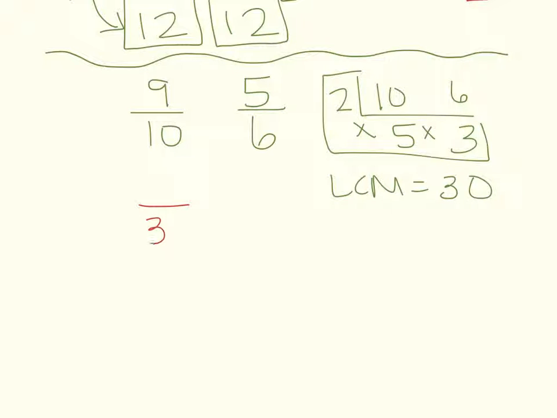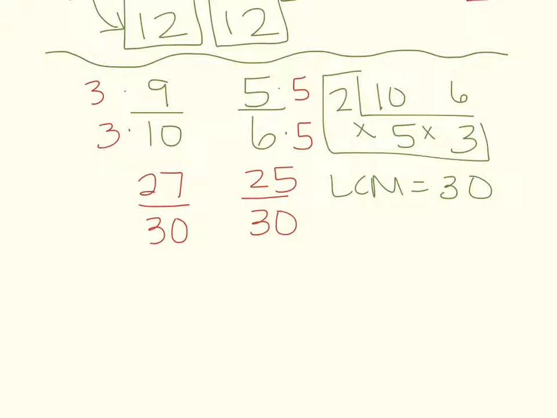So I know my common denominator is 30. I had to do 10 times 3 to get to 30, so 9 times 3 is 27. 6 has to be times 5 to get to 30, so I have to do 5 times 5, and that's 25. So my equivalent fractions are 27/30 and 25/30.